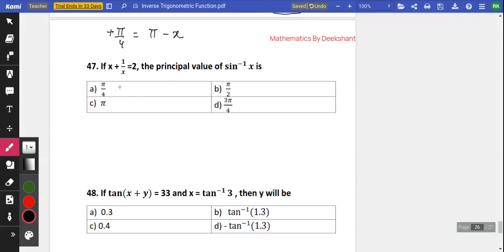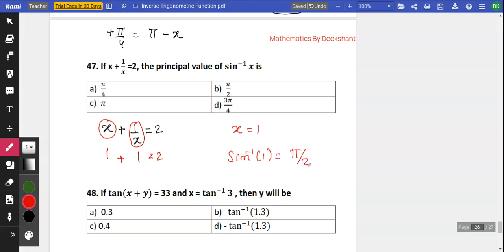In this question, x plus 1 upon x is 2. Then find the principal value of sine inverse x. Basically in this question, if x is 1 and 1 upon x is 1, then it becomes 2. So finally the value of x is 1 and the value of sine inverse 1 is pi by 2. The correct answer is option B.